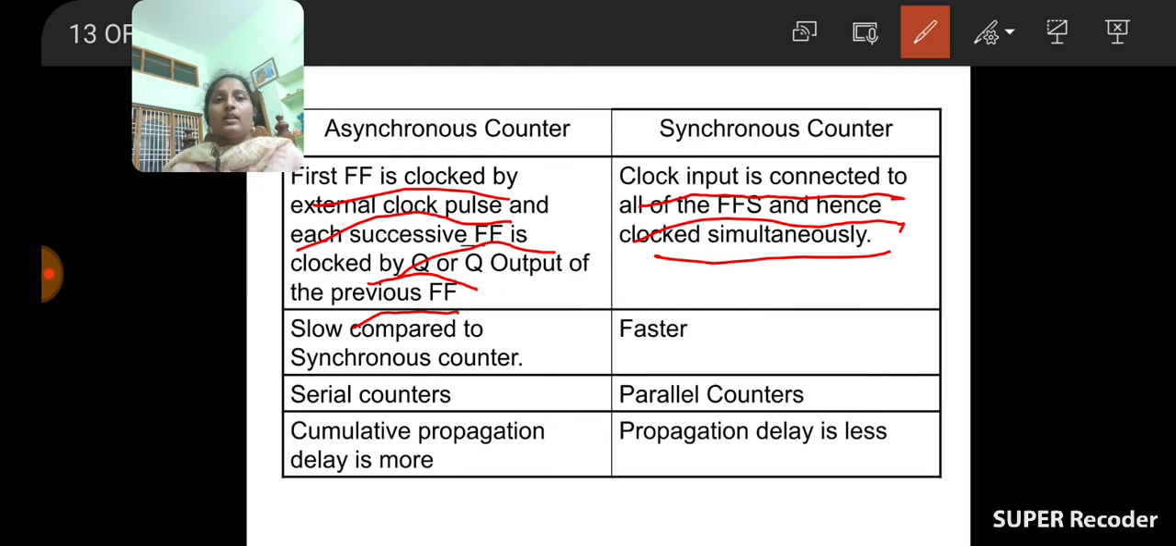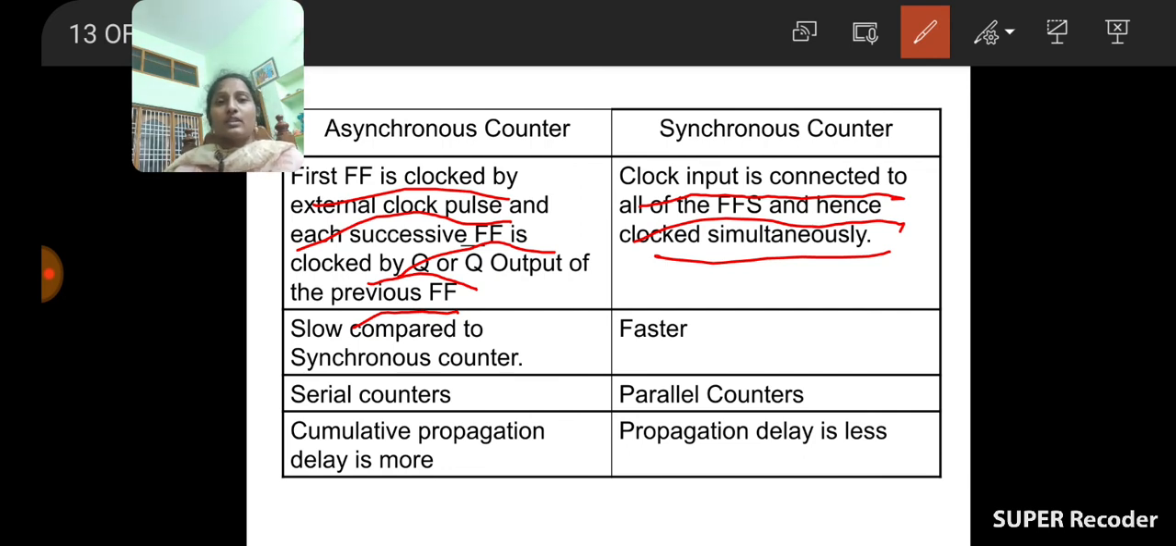And see here, the asynchronous counter is somewhat slow compared to the synchronous counter. Why? Because to get the clock pulse, the second stage waits until the first stage responds, and the third flip-flop waits for the output of the second, the fourth waits for the output of the third. Here more delay is produced because of this waiting. But in synchronous, there is no need of waiting, so the circuit becomes faster.